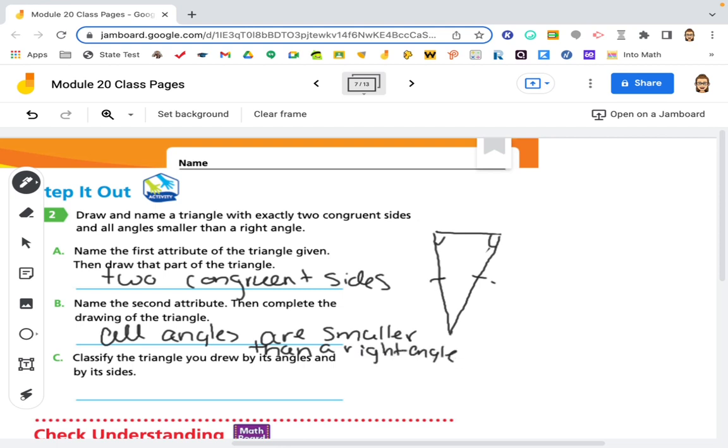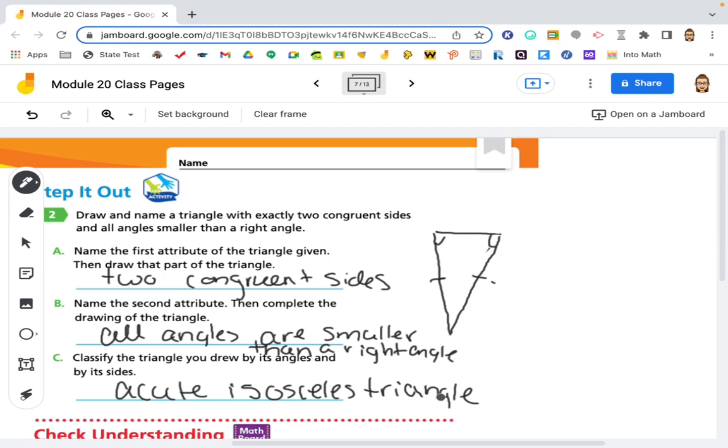And to classify it by its angles and its sides, it would be an acute isosceles triangle. Because an acute has all angles that are smaller than a right angle, and an isosceles has two congruent sides.